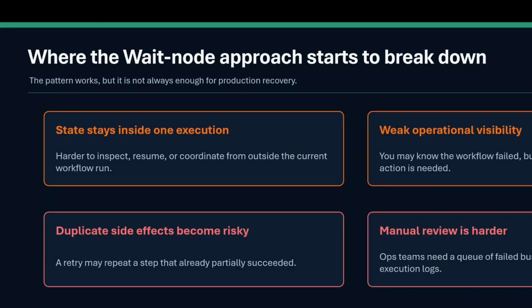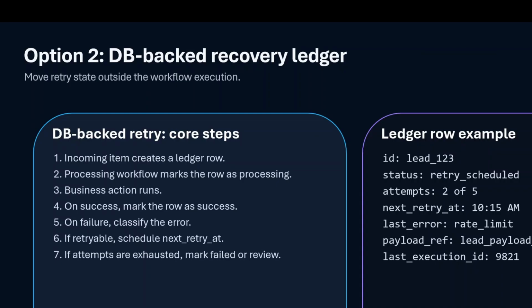And also, it gives you weak operational visibility. You know the workflow failed, but you don't know when to retry or what action is needed. Manual review is harder, of course, and a retry may repeat a step that already partially succeeded. So it's not the best approach. It works for very small workflows or low-risk automation, but for most production-level automation, we should go with the next option, which is a database-backed recovery ledger.